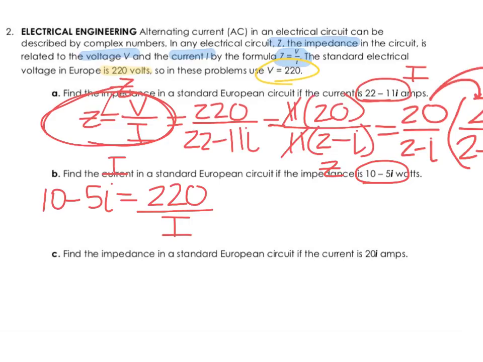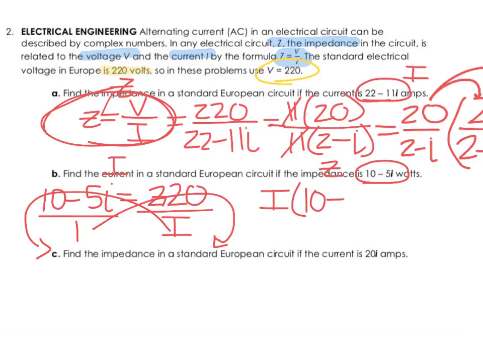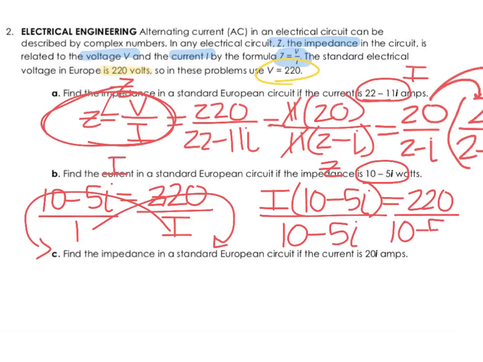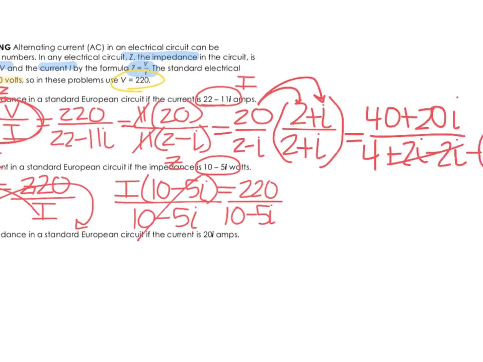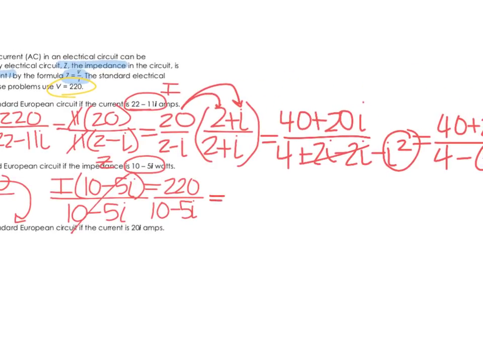Now we want to think of this as proportions. We can just put this over 1, and then we can cross multiply. If we cross multiply and multiply that out, we end up with I times 10 minus 5i equals 220. Now our goal is to get capital I, the current, all by itself. So divide both sides by 10 minus 5i. Those cancel out, and we're left with I equals 220 over 10 minus 5i.